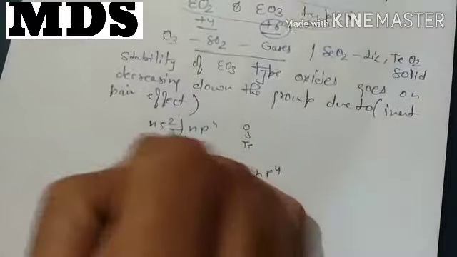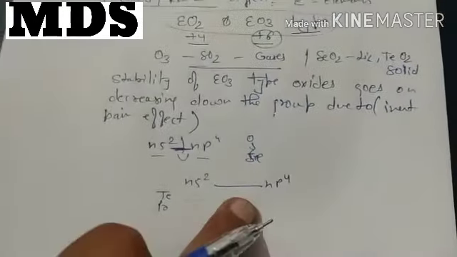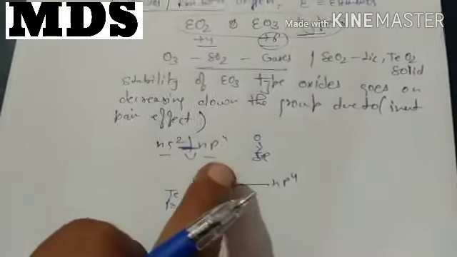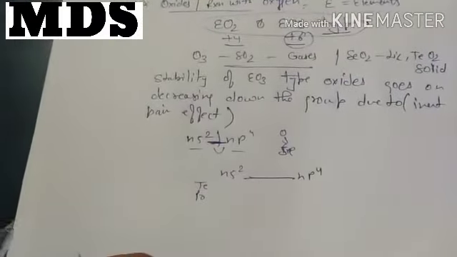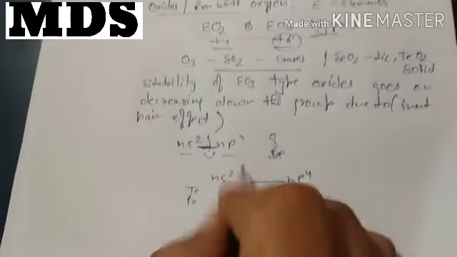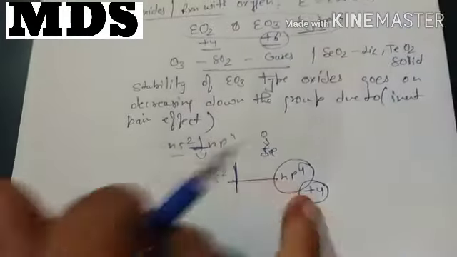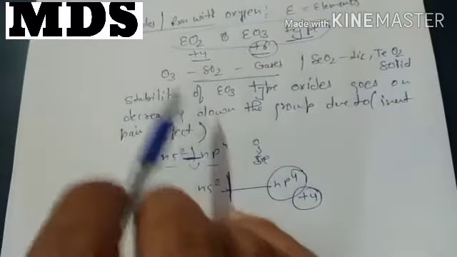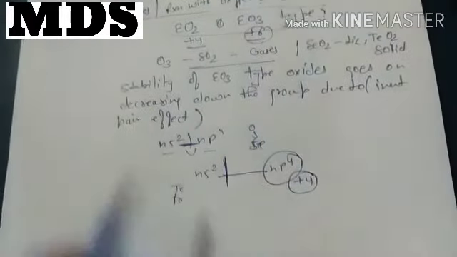In oxygen and sulfur, the energy gap between these two subshells is not much. But in the lower elements like selenium and tellurium, the energy gaps have become much greater. So that's why they will feel inert here. They will be able to form only +4 oxidation state rather than +6. So that's why we say EO3 type oxide stability goes on decreasing, meaning the lower elements only form the EO2 type oxides.